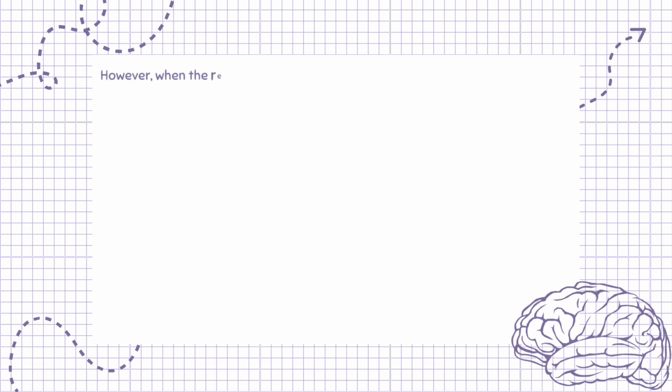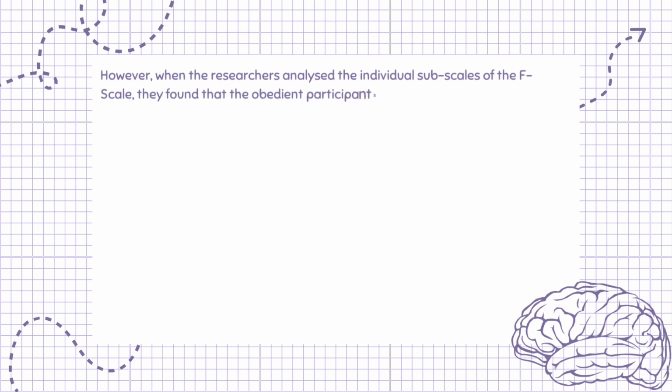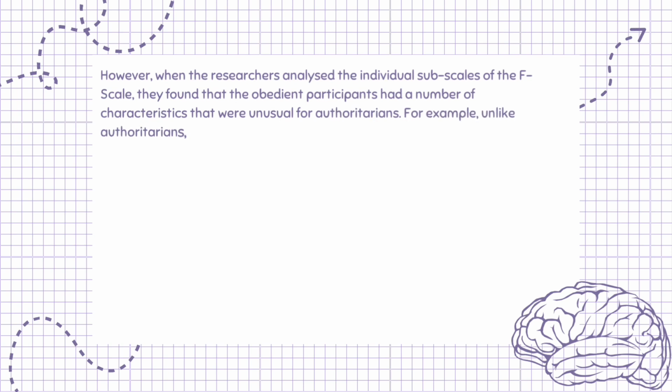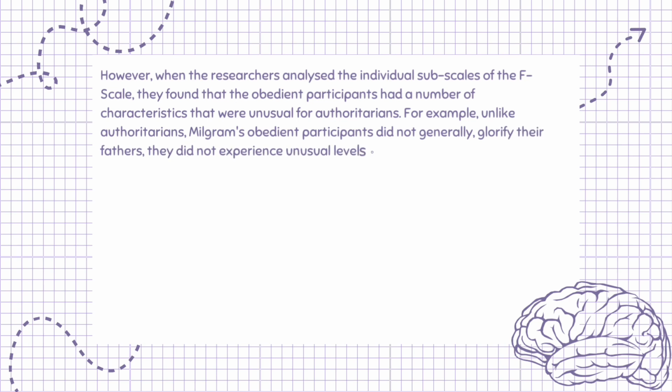However, when the researchers analyzed the individual subscales of the F scale, they found that the obedient participants had a number of characteristics that were unusual for authoritarians. For example, unlike authoritarians, Milgram's obedient participants did not generally glorify their fathers, they did not experience unusual levels of punishment in childhood, and they did not have particularly hostile attitudes towards their mothers.